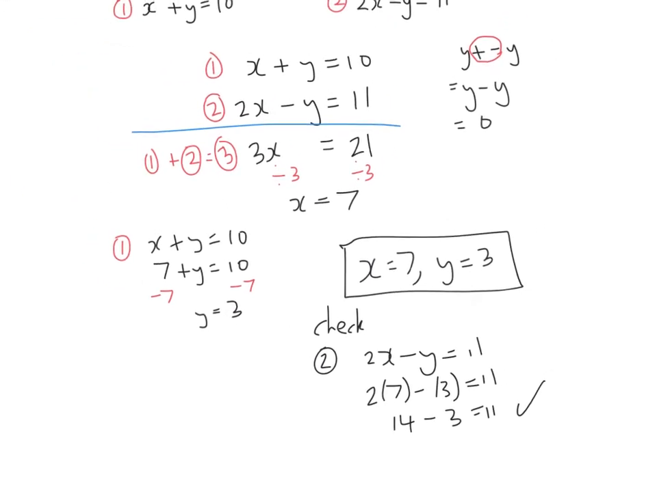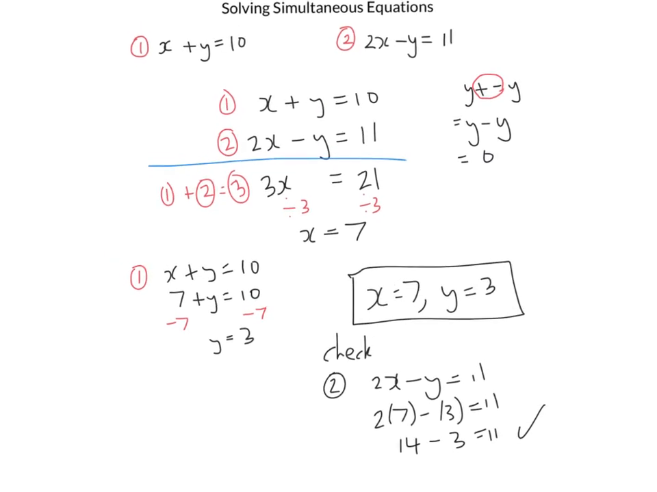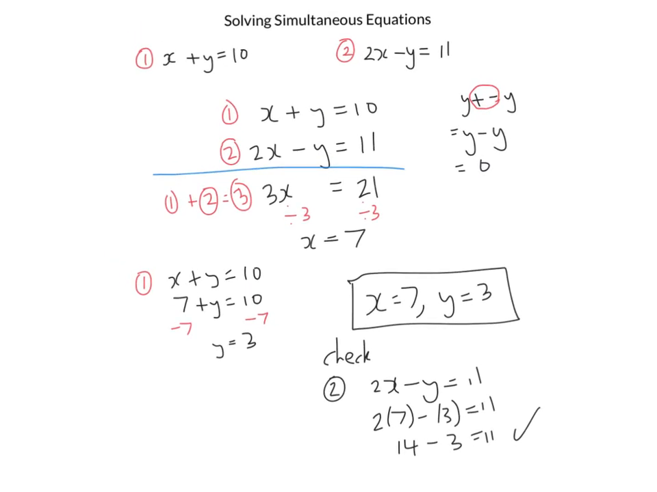Before going on to our last example for today, to summarise: if you have two equations, and the number of y's are the same, one positive and one negative, you can add the two equations together.